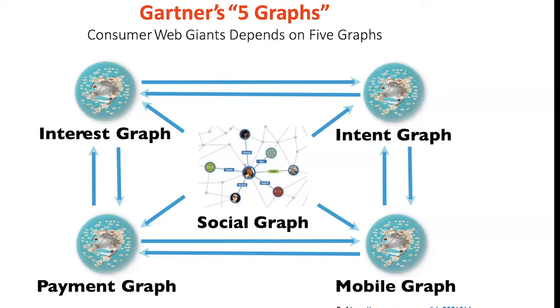Another big one is the intent graph. Understanding when someone buys a particular product, why someone is clicking on it, and what the intention of that is. And last but not least is the mobile graph. So these are the five big graphs which Gartner predicted.